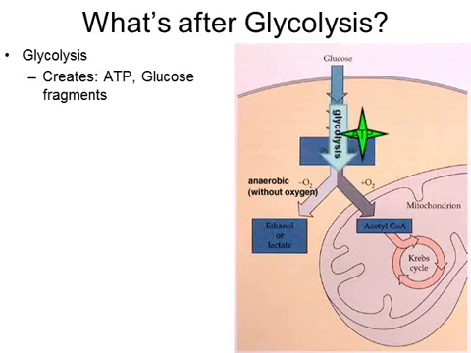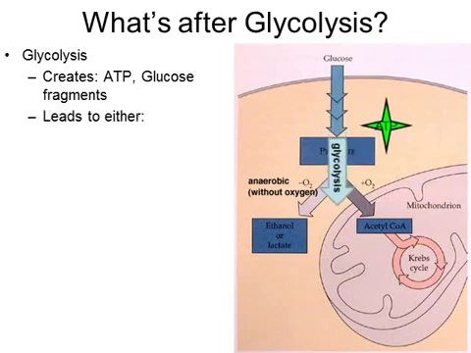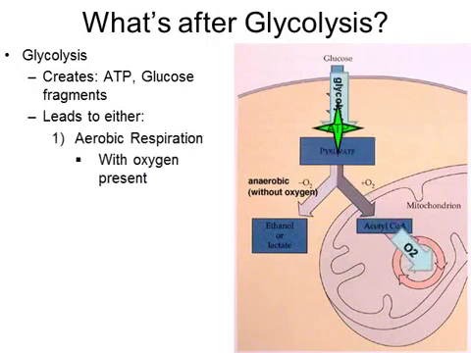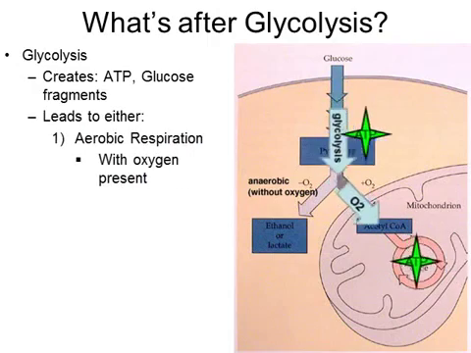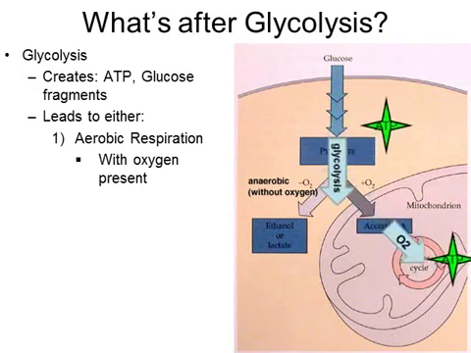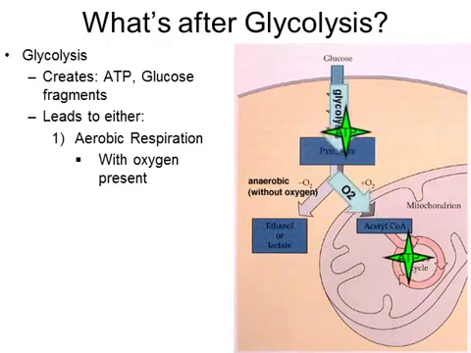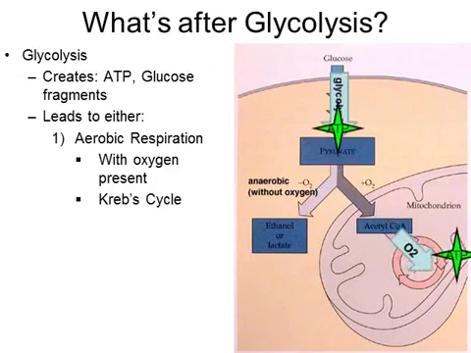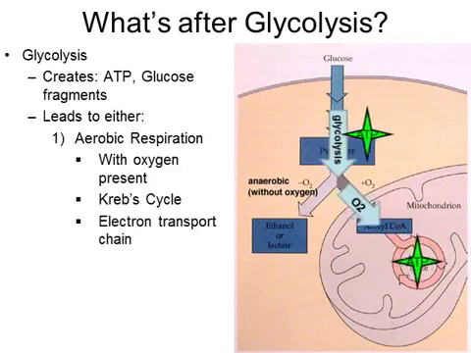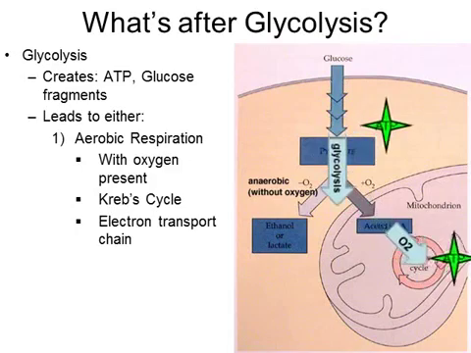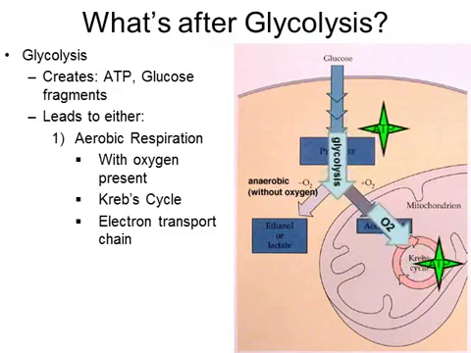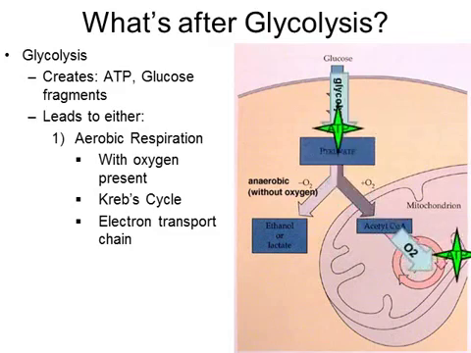Now, what happens after glycolysis? Well, that depends. There's two directions the diagram follows. Let's follow the diagram to the right. Well, we've already talked about this earlier in the school year. If there's oxygen present, those glucose fragments will enter the mitochondria and go through the Krebs cycle and go through the electron transport chain to produce a lot more ATP. So glycolysis makes ATP, the Krebs cycle makes ATP, and the electron transport chain makes ATP.